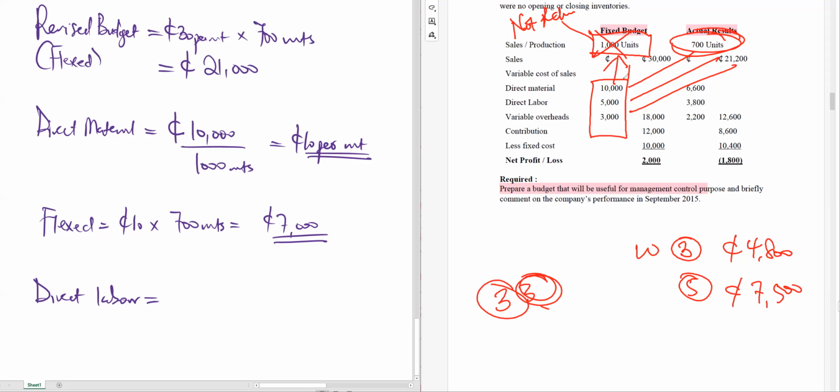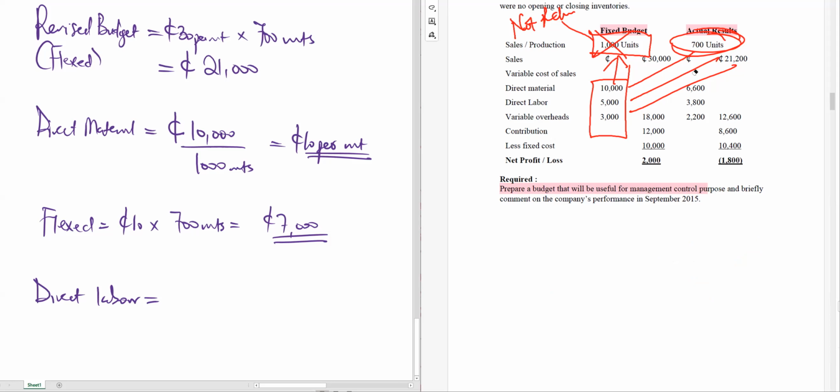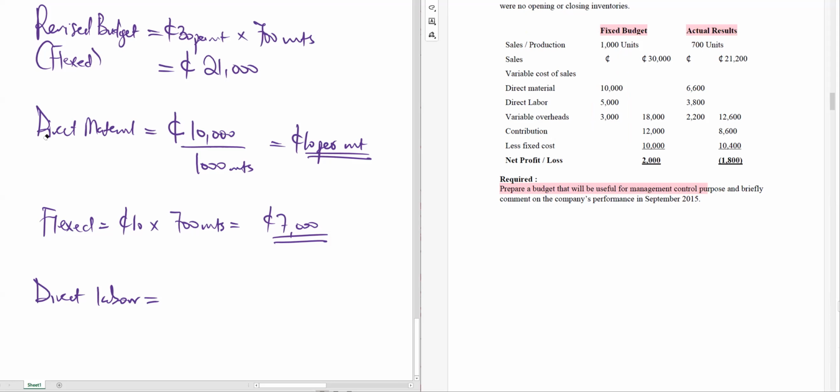So all must be at the same level, but you can't compare 1,000 units and 700. Since 700 is the actual, it's a more appropriate base to use because that one has actually happened. Do you all agree? That's why everything we divide to get the per unit is constant, and then we use it to multiply the actual units that happened. Do you get it now? Yes, I get it. Thank you.